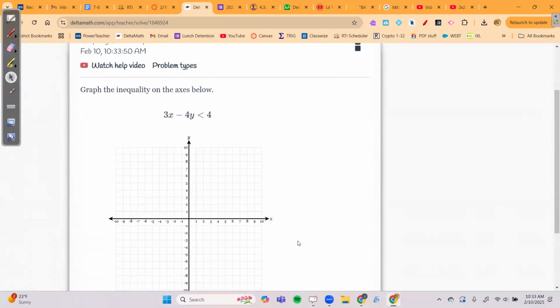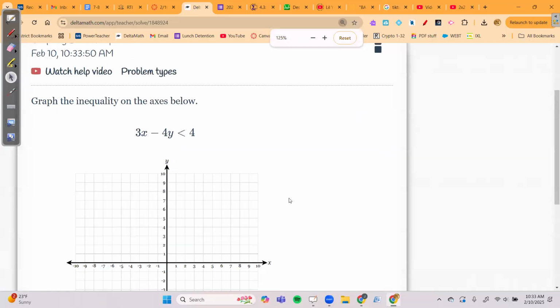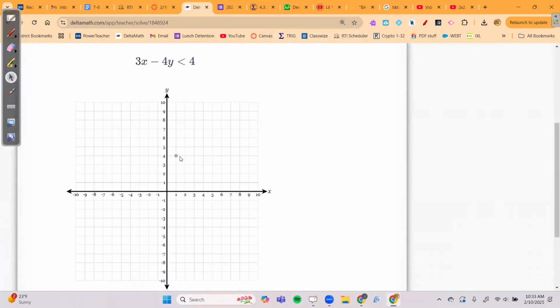So this is what it looks like. And as you would expect from Delta Math, it's pretty dang user-friendly. So what's the first thing I have to do? Get the y by itself. Nice job. And so to get the y by itself, I have to move the 3x to the other side.